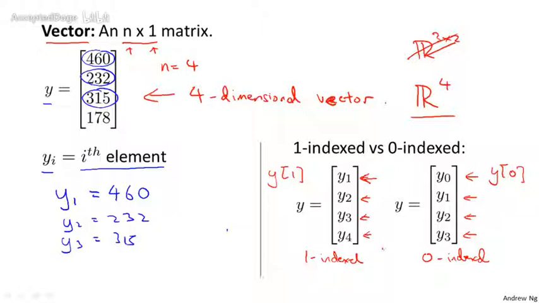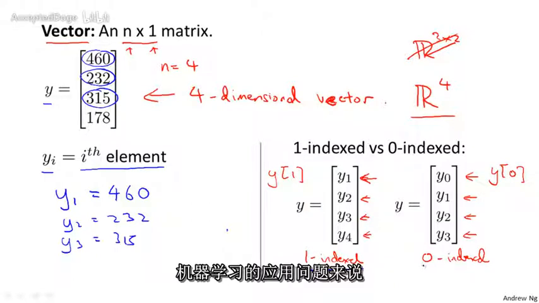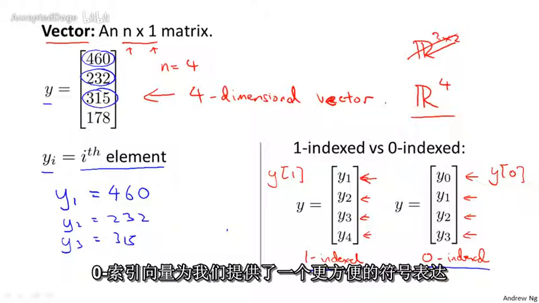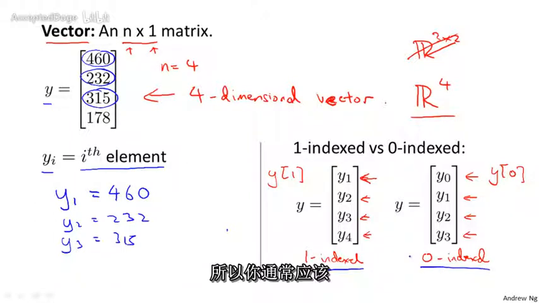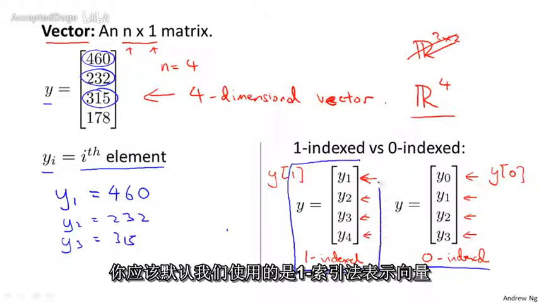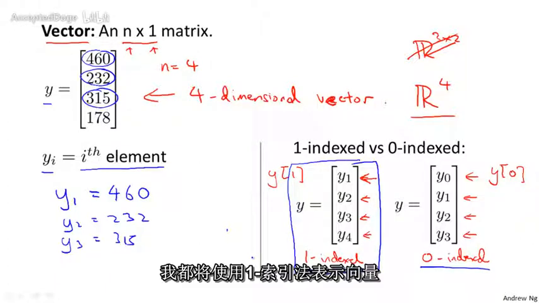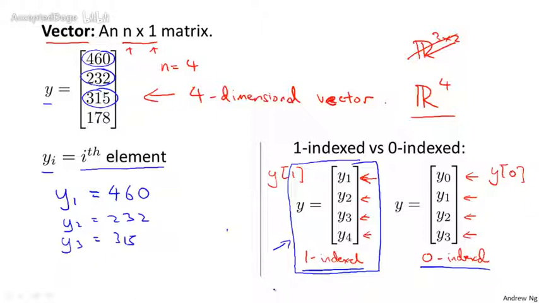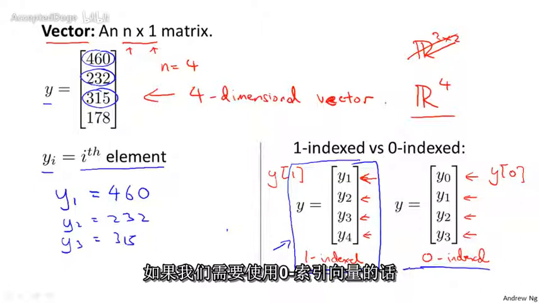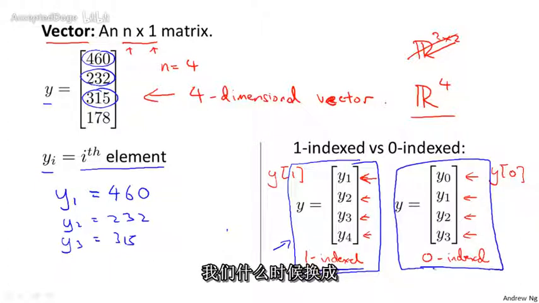In most of math, the 1-indexed version is more common, but for a lot of machine learning applications, 0-indexed vectors give us a more convenient notation. So unless otherwise specified, you should assume that we're using 1-indexed vectors. In fact, throughout the rest of these videos on linear algebra review, I will be using 1-indexed vectors. But just be aware that when we talk about machine learning applications, sometimes I'll explicitly say when we need to use 0-indexed vectors as well.